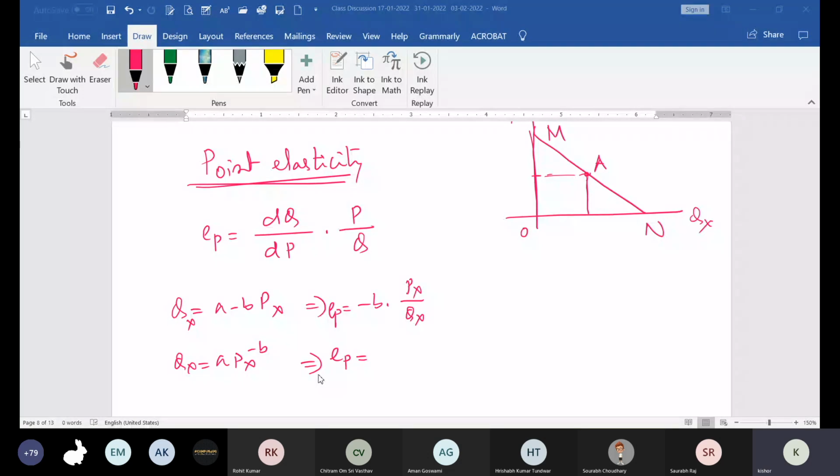Minus AB Px to the power minus B minus 1 into Px by Qx. That is the first step. So that is point elasticity. Px by Qx we have to multiply. I understand, but ultimately here you will get the value minus B. Minus B will be the elasticity in this case, in a power function. Because of that, this power function is very, very popular in different kinds of research. Elasticity value is minus B.